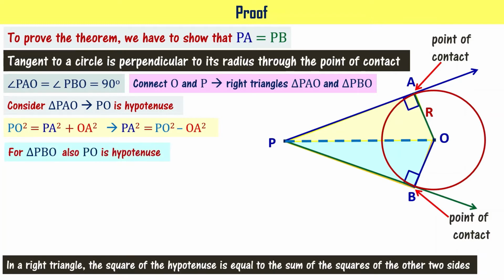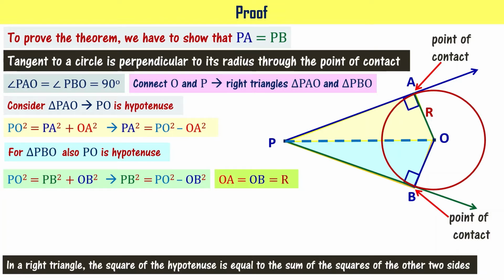Let's go to the second right triangle, that is triangle PBO. For that also PO is the hypotenuse, right? It means when you apply Pythagoras theorem, you can write it as PO square equal to PB square plus OB square, right? Let me rearrange this equation such that I can write PB square equal to PO square minus OB square. From the figure, we know that OA equal to OB equal to radius of the circle, that is equal to R, right? So let me write that OA equal to OB equal to R.